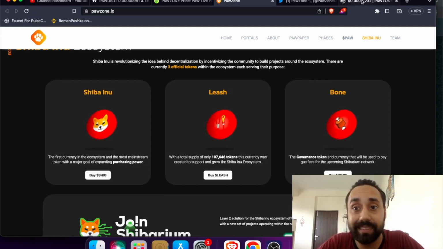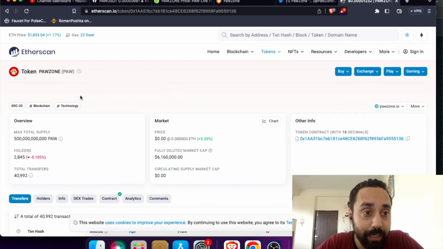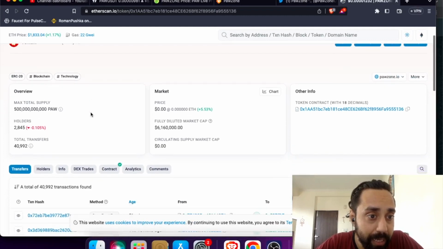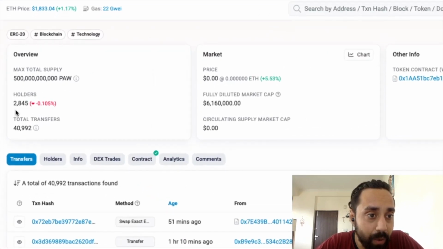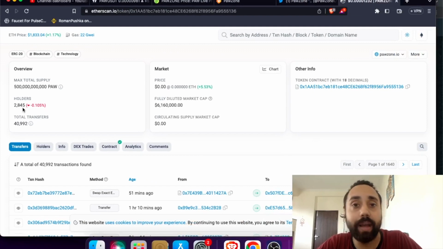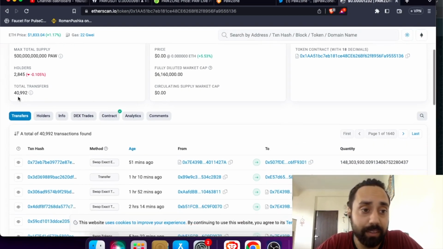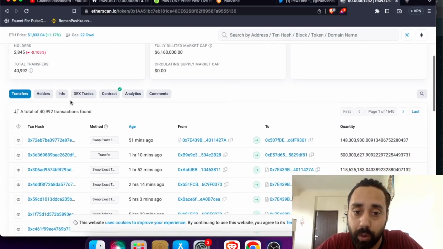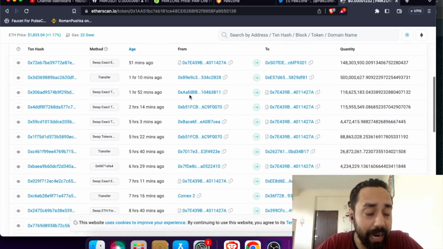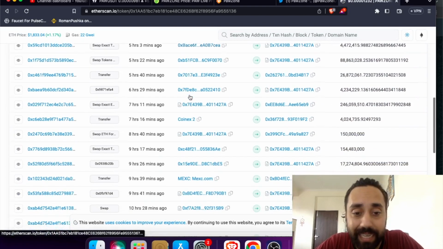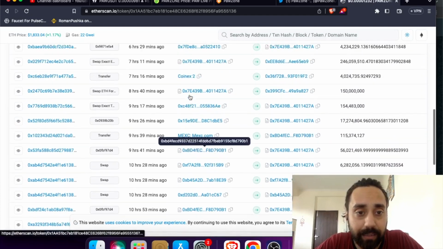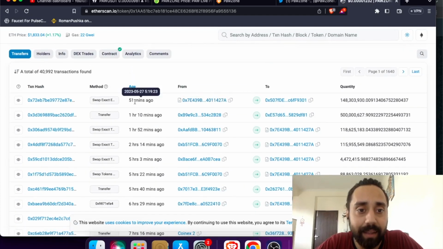That is a must read if you want to enter into PawZone or buy Shiba coins. So that's about it. This is the token contract before I finish. This is the PawZone token contract with 500 billion supply, and the holders are a little bit down. It is 2845, which is too early for anyone to enter into this, because holders are just below 3000, and transfers are just 40,000, which is good for the initial investor. This is the right time if you want to park your money into PAW tokens. And these are the transactions, which are quite steady. The last is 51 minutes ago, 1 hour 10 minutes, 1 hour 52 minutes.